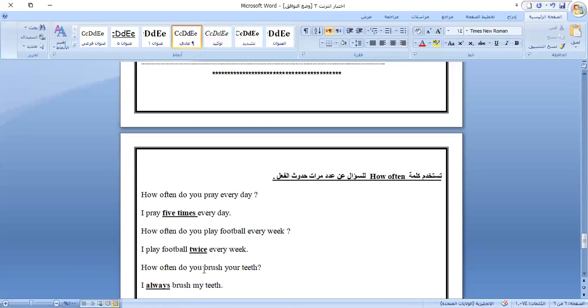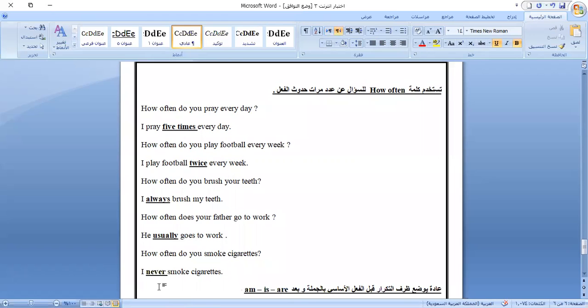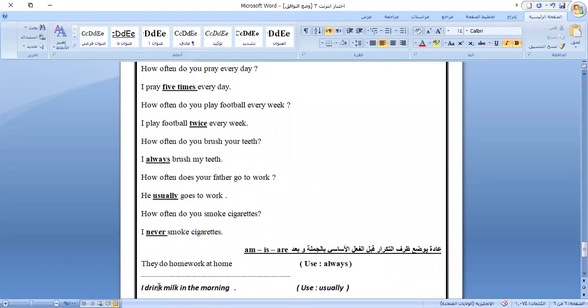How often do you brush your teeth? I always brush my teeth. He says that he always brushes his teeth. How often does your father go to work? He usually goes to work. Notice that usually came before the main verb. How often do you smoke cigarettes? I never smoke cigarettes. Here we must remember where the adverb of frequency goes: always, usually, sometimes, never, rarely, frequently come before the main verb or after the verb to be: is, am, are.